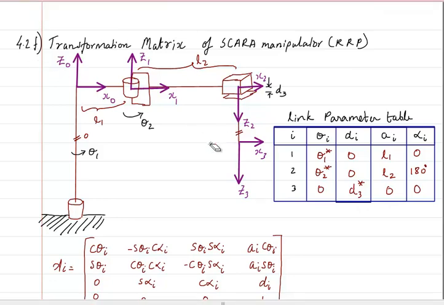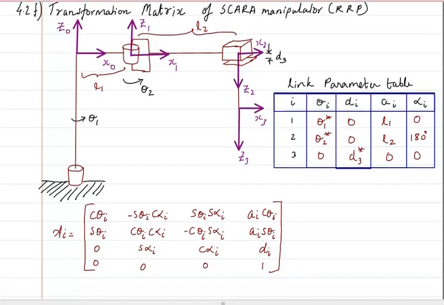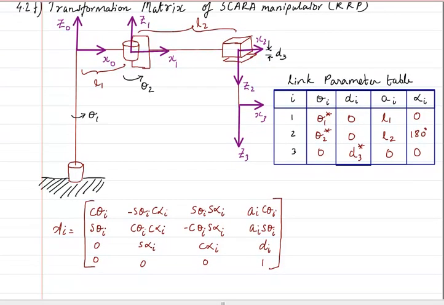Now based on that, I can write the transformation matrices A1, A2, A3 based on this particular formula, and then multiply all of them together to get the transformation matrix of the scalar manipulator.